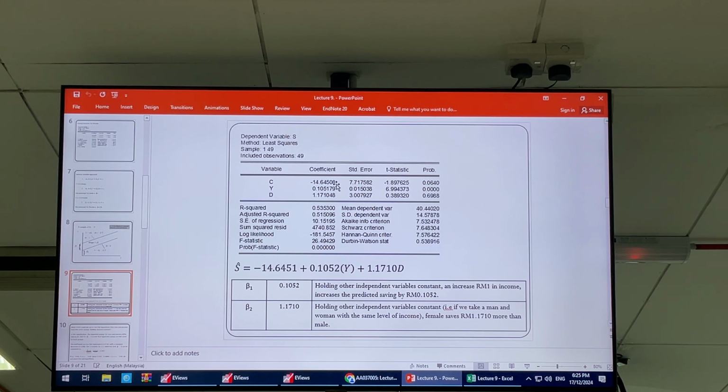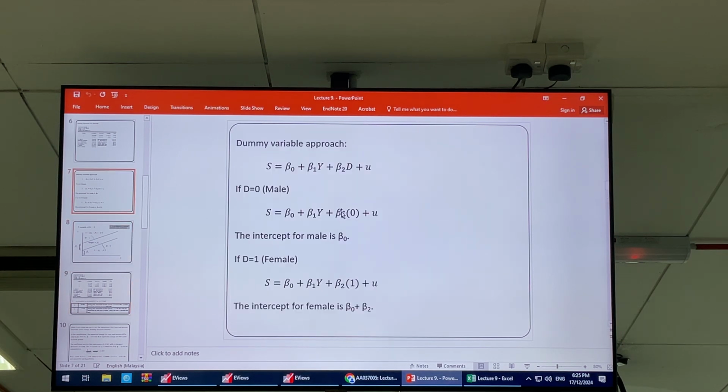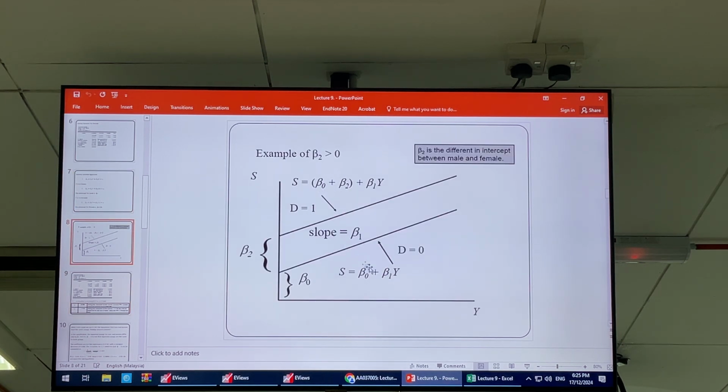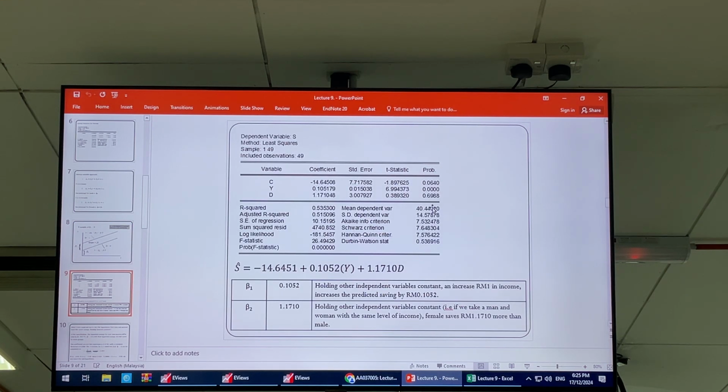So negative. They don't have income, but sorry, this one is for female and this one is for male. For female, it is this one plus this. Negative means they do not have savings, so maybe they have a debt or they owe some money to another person when the income equals 0.